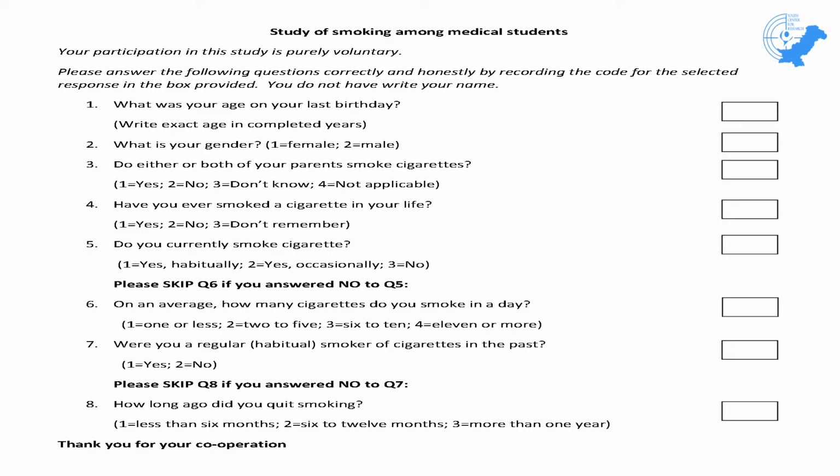Now an example of a questionnaire. At the beginning of the questionnaire, we write the title and objective of the study, that is, study of smoking among medical students. Then there is the line regarding the instruction and consent. Your participation in this study is purely voluntary. Please answer the following questions correctly and honestly by recording the code for the selected response in the box provided. You do not have to write your name.